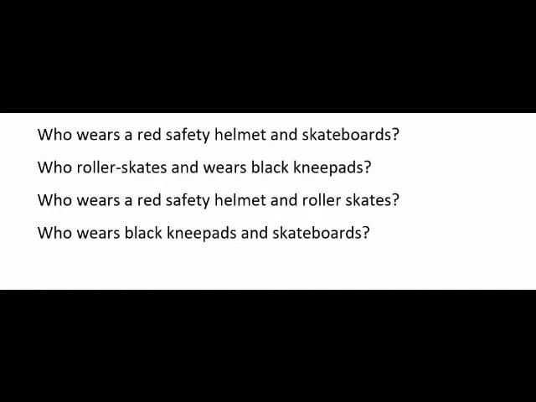So use a coloured pencil and mark the answers. Who wears a red safety helmet and skateboards? Sophia. Who roller skates and wears black knee pads? That's George. Who wears a red safety helmet and roller skates? That's Ahmed. And who wears black knee pads and skateboards? That's Becky.